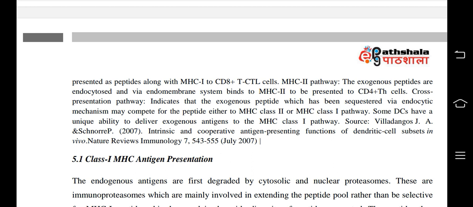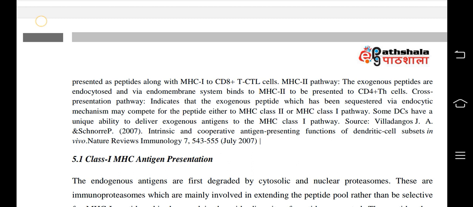In the MHC2 pathway, the exogenous peptides are endocytosed and via the endomembrane system bind to MHC2 to be presented to CD4 plus T cells. The cross presentation pathway indicates that the exogenous peptide, which has been sequestered via endocytic mechanisms, may be directed either to the MHC class 2 or MHC class 1 pathway. Some diseases have a unique ability to deliver exogenous antigen to the MHC class 1 pathway.